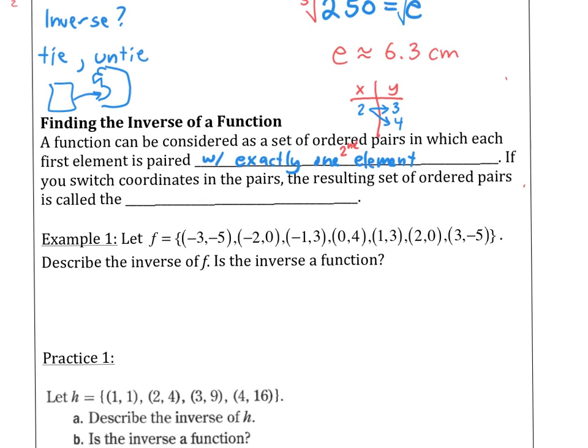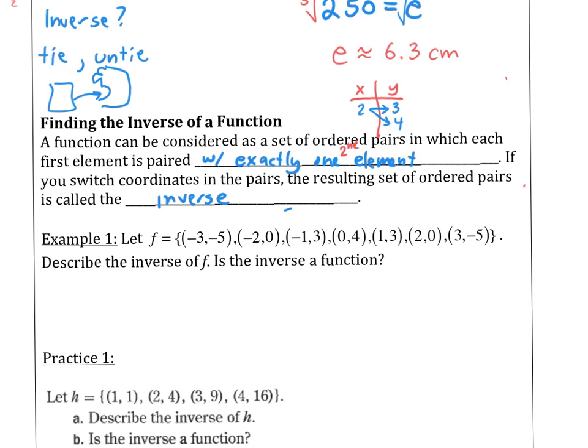Okay, so if you switch the coordinates in the pairs, the resulting set of ordered pairs is called the inverse. So we don't know what this function is right here. The function just says, when I input a -3, out comes this. When I input a -2, out comes this, etc., all the way down the line.